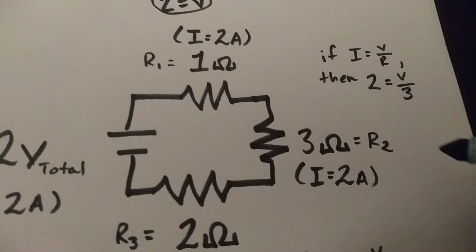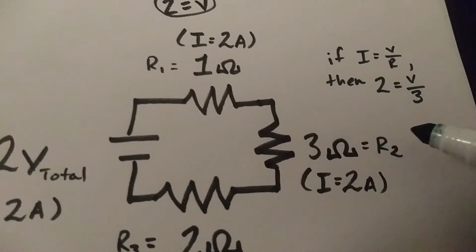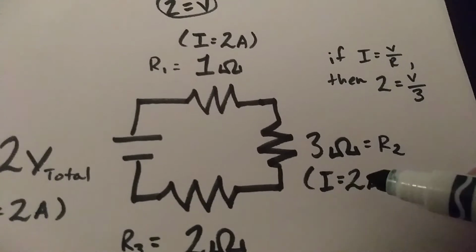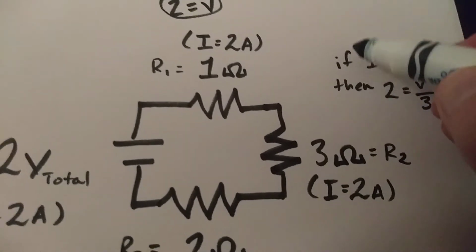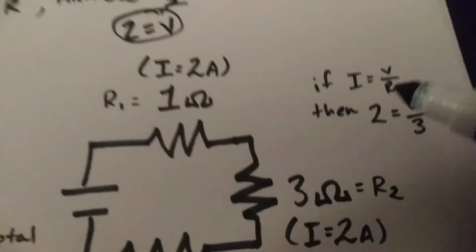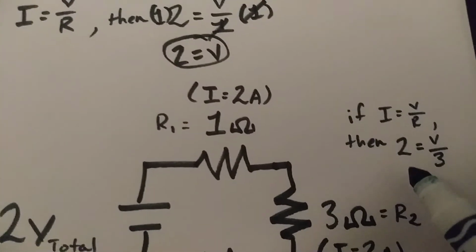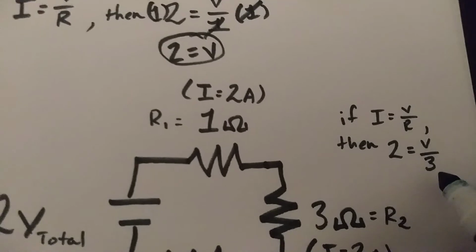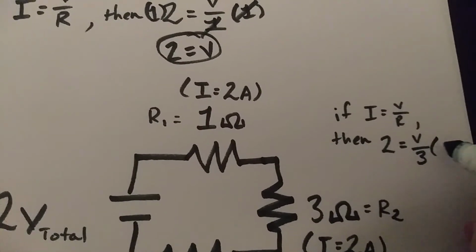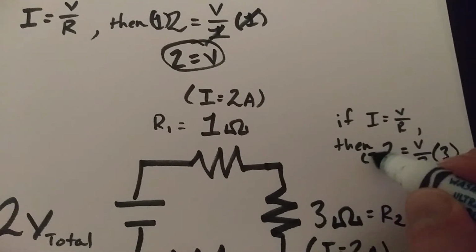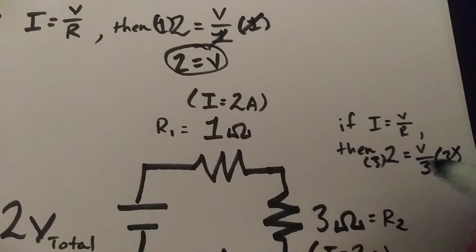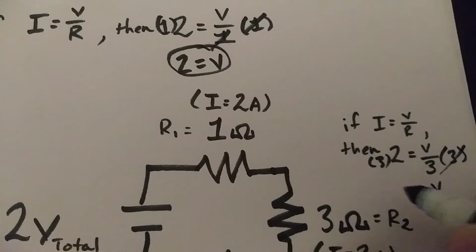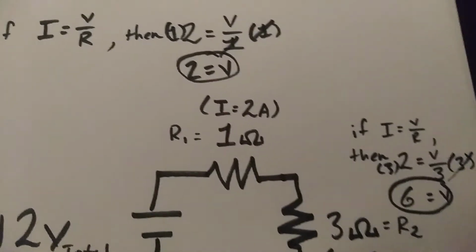Over here, we know that this is a 3 ohm resistor. This is R2, the second resistor, and the current everywhere on this circuit is 2 amps. If I equals V over R up here, and our current is 2, we don't know the voltage at this location, but we know the resistance, 3. Do a little light algebra, multiply both sides by 3. That crosses out, leaving us with the voltage here equal to 3 times 2, 6. Okay.